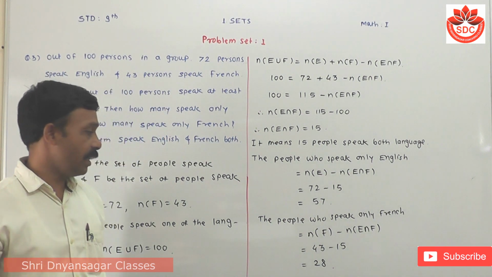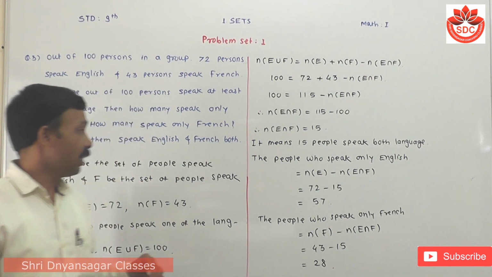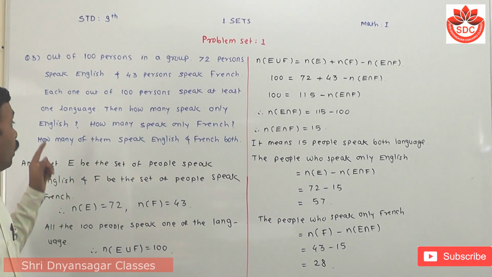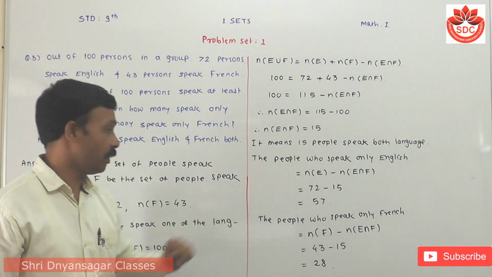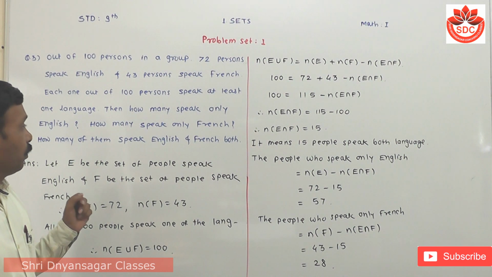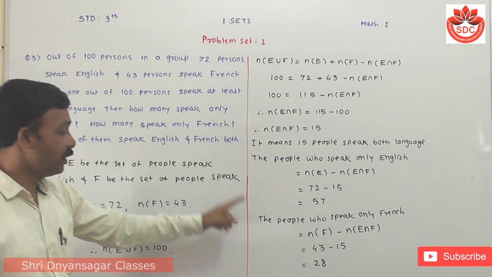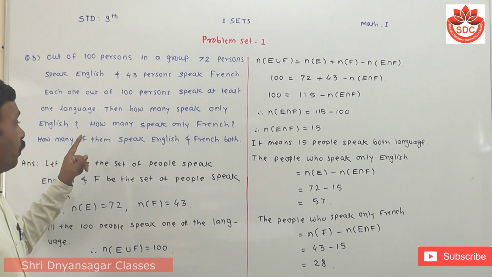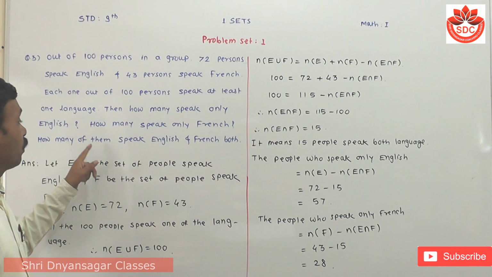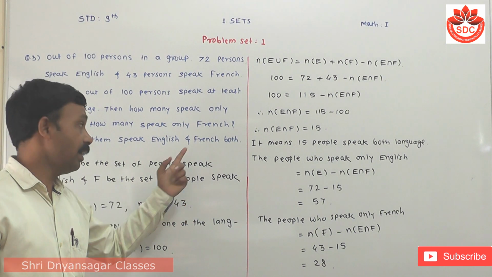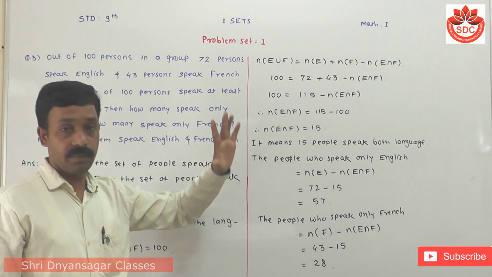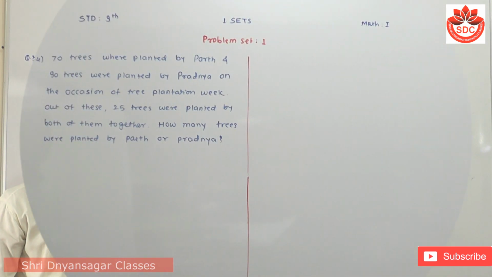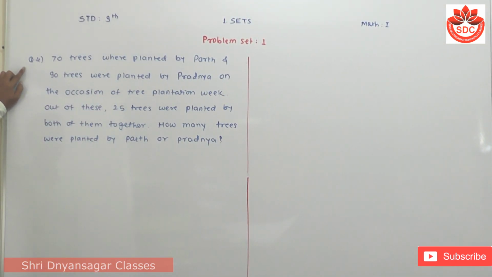Student, you have to write the answer in a full sentence. The answer is: the number of people who speak only English is 57, the number of people who speak only French is 28, and the number of people who speak both the languages English and French is 50. Okay, then we see question number 4. The next question, question number 4.